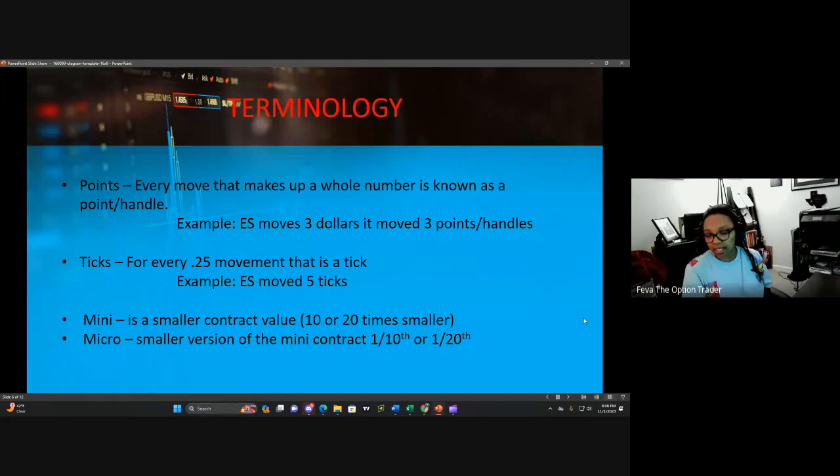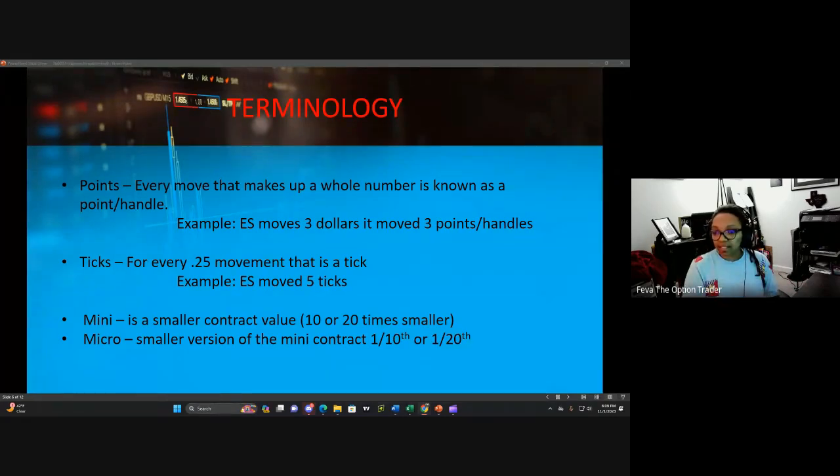All right, so terminology. What can be confusing to some people is the difference between points, handles, and ticks. Technically, points and handles are the same thing. What's a point? A point is for every dollar, or a handle. So when they say ES is moving 5 points, it just moved $5. Or if NQ moves 5 points, it moved $5. So you have to be aware that the different futures move differently. I know YM doesn't move in ticks.